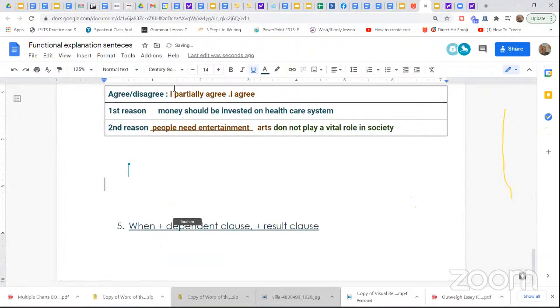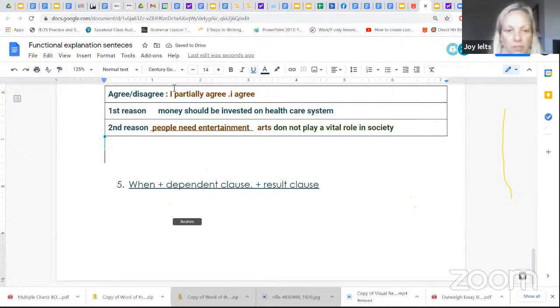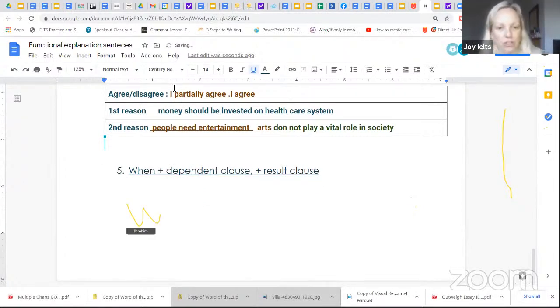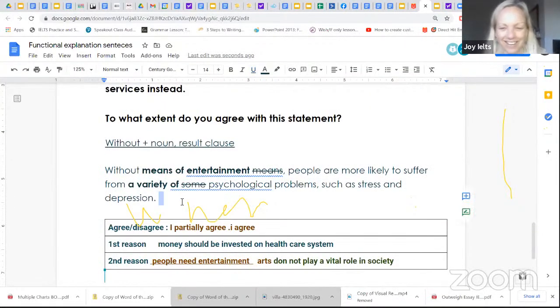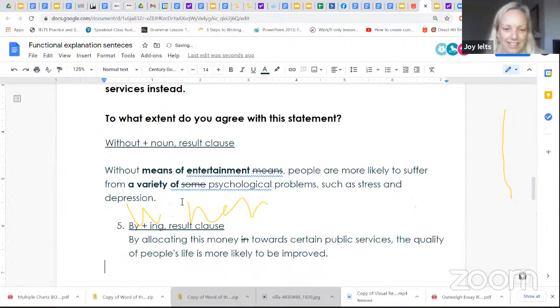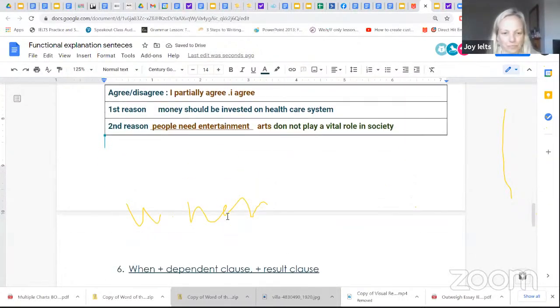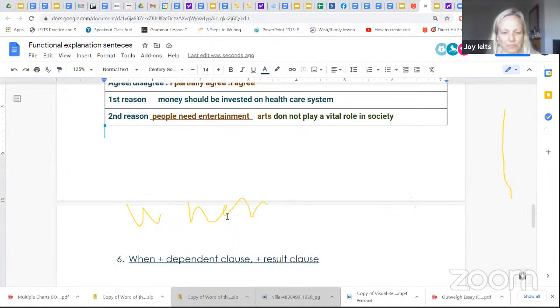Joy, may I interfere, so you can make any sentence here. You can say when people enjoy the arts, or you can say when people do not enjoy the arts. Ibrahim, you're having a difficulty with the ink, I see. So we're going to use when. Or you can say when more money is allocated to public services, society benefits in more ways than they do from the arts. You can make any sentence here with when.